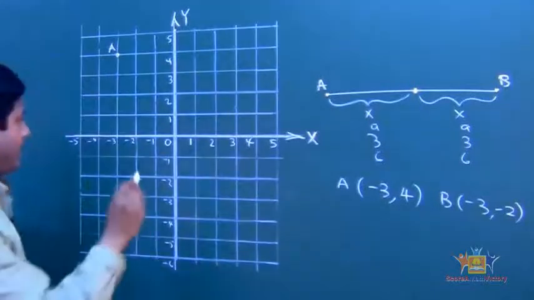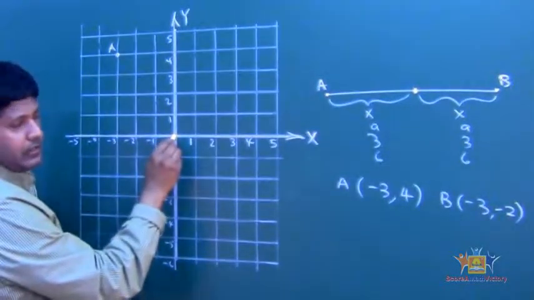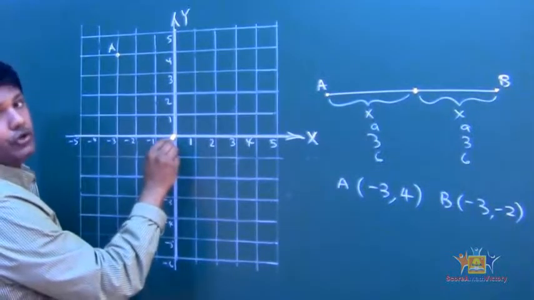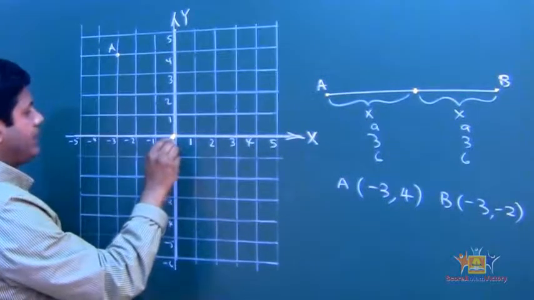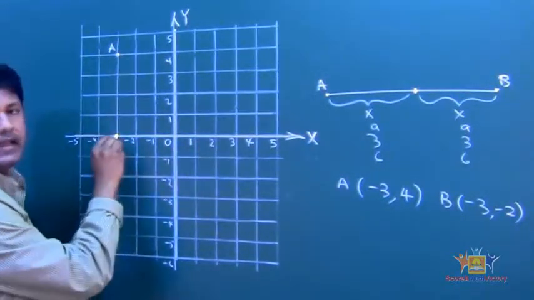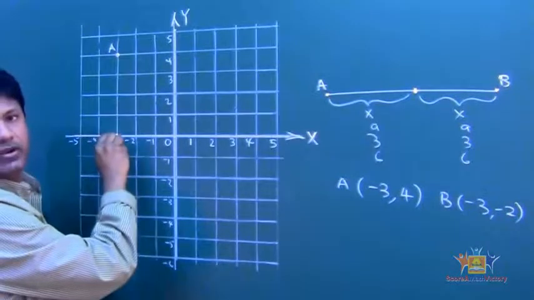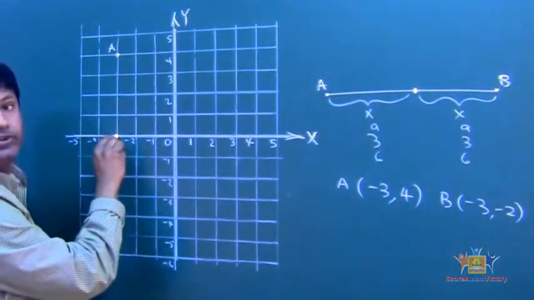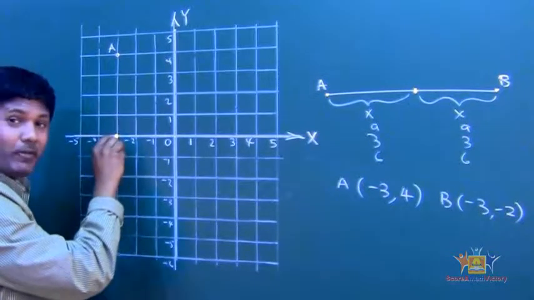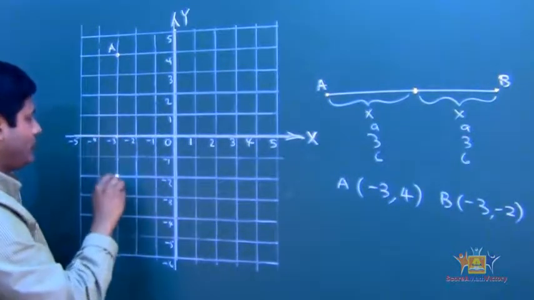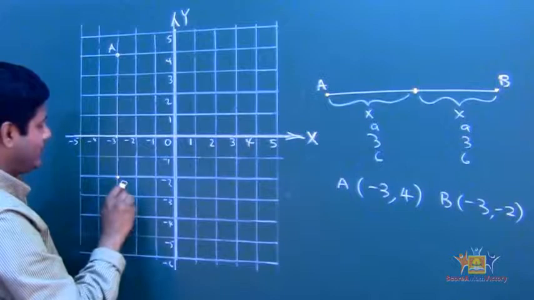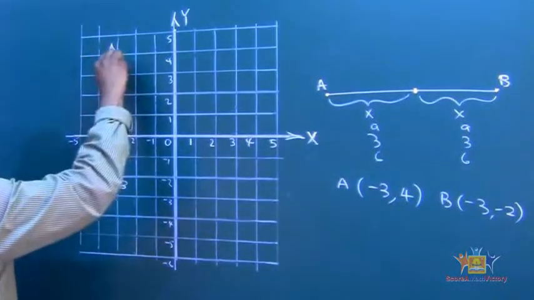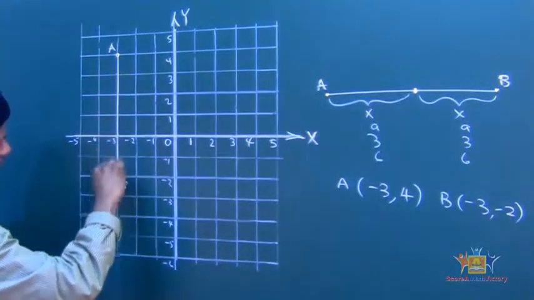Now we want to find point B. So again, we're back at the reference point, the origin. -3 means you go to the left. How many times? 3 times. 1, 2, 3. Why to the left? Because that's the x coordinate. So now we go to the y coordinate, which is -2. That means down. Down by how many? 2 times. 1, 2 right there. That's your B.